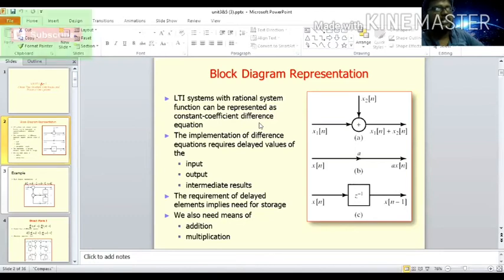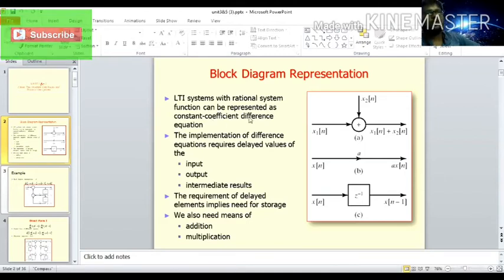For discrete time, you have to write a difference equation. For continuous time, it can be represented in terms of a constant coefficient differential equation. This is the difference between the block diagram representation of continuous time LTI systems and discrete time LTI systems. For discrete time we have a constant coefficient difference equation.